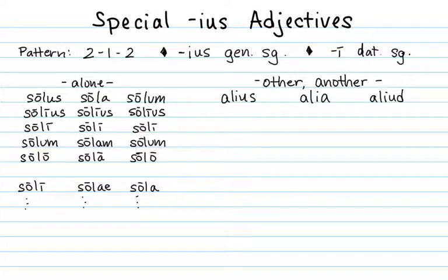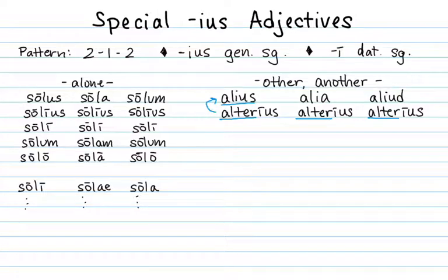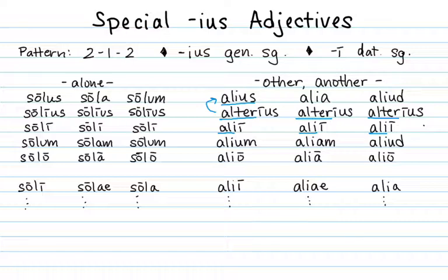For alter, another, one special thing to notice is that, in order to not confuse it with alius, the masculine nominative singular, they've changed the stem for the genitive singular. So we use alter, then IUS. That is purely so that you don't confuse it with alius, the masculine nominative singular. Then back to the stem ali with the dative singular ending in I, and then everything looks like a 2-1-2.